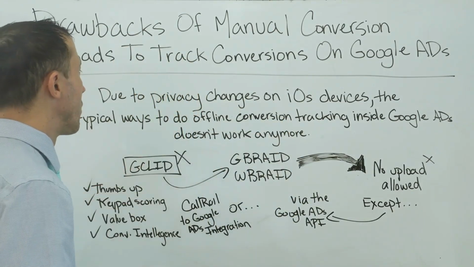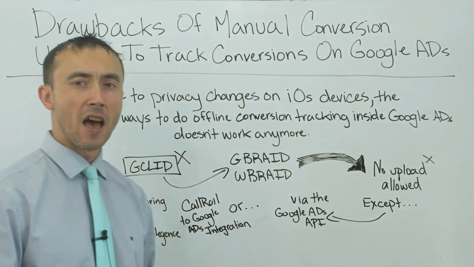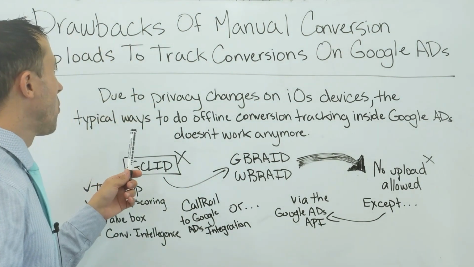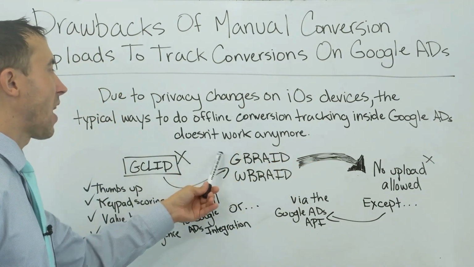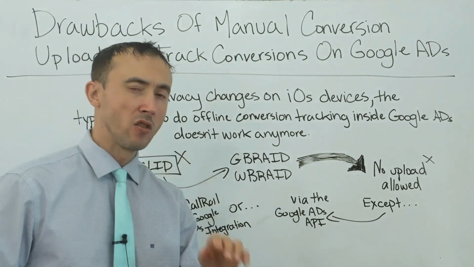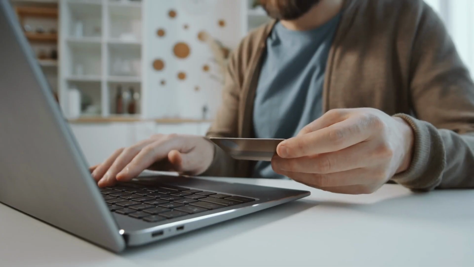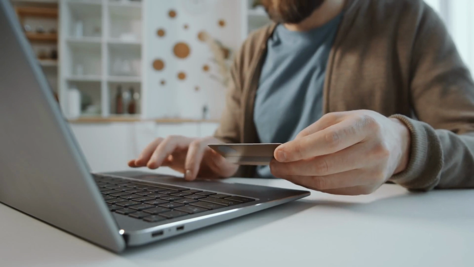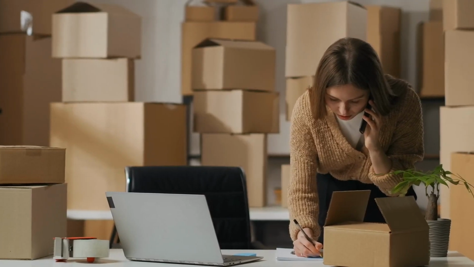To start off here, due to privacy changes on iOS devices, Apple devices in other words, the typical ways to do offline conversion tracking inside Google Ads don't actually work anymore. The typical process you had before: if somebody calls you, you put their order through a virtual credit card processing terminal at your place of business. You ask for their credit card number, you process their order.